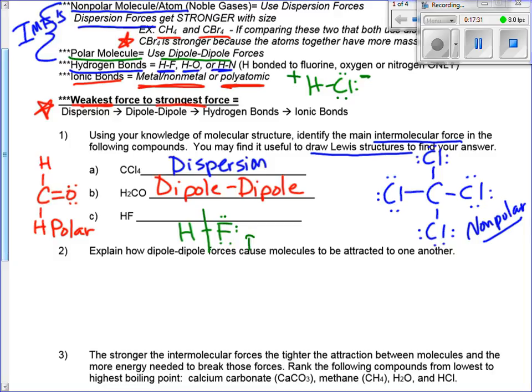Now, looking at it specifically, do we have hydrogen bonding going on? Is it HF, HO, or HN? Yes, it's HF this time. So this one is hydrogen bonding.